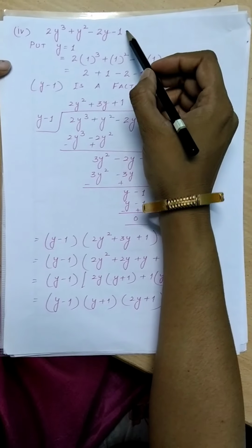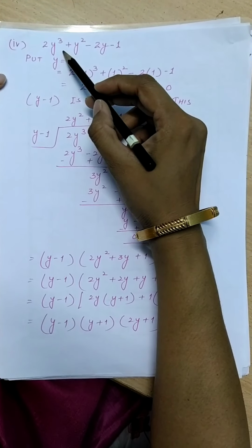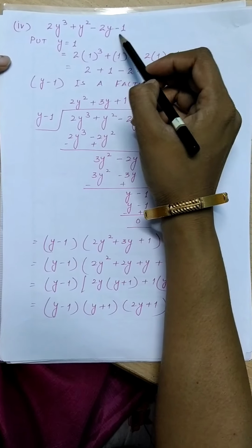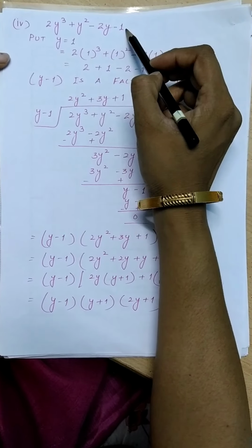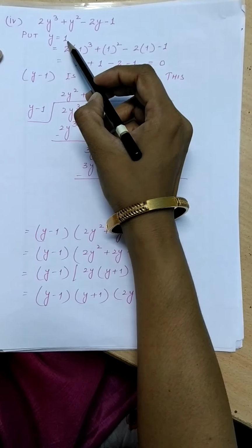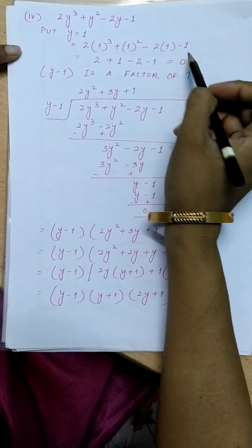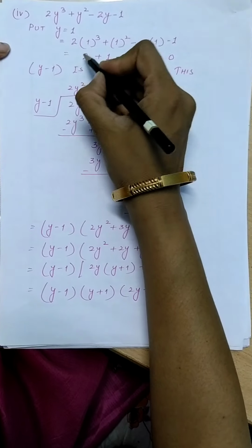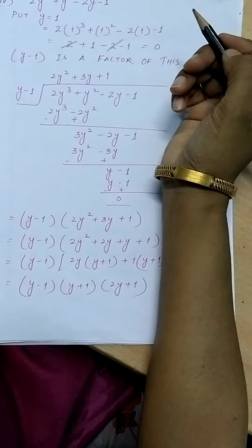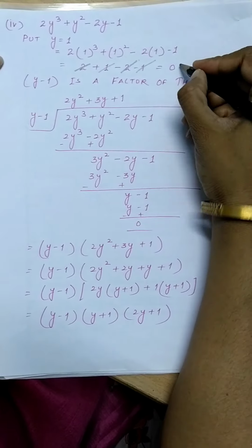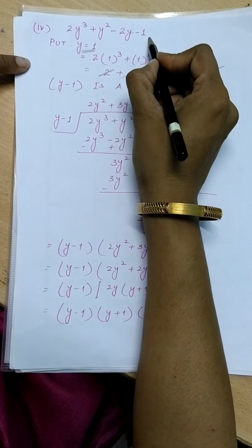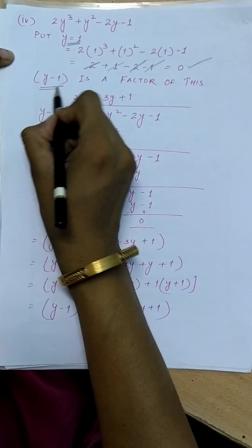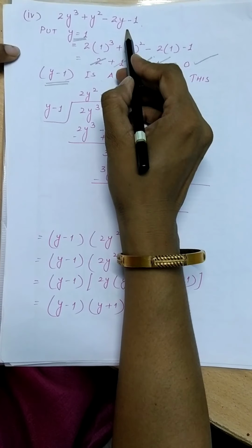Now I'll explain the same kind of question, like 2y cube plus y square minus 2y minus 1. Again we'll check for which value this polynomial becomes 0. So we'll take y equal to 1 first of all, and check whether 0 is here or not. So 2 and minus 2 cancel, and 1 and minus 1 cancel, so 0 is here. It means y equal to 1 is a 0 of this polynomial, so y minus 1 is a factor of this given polynomial.